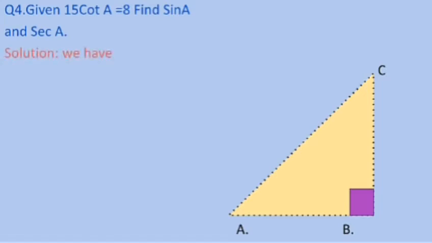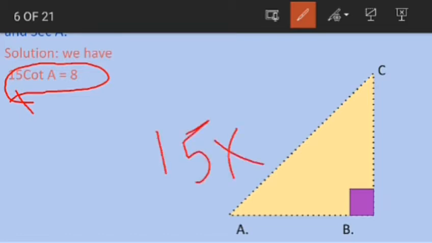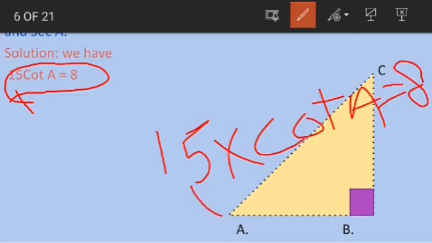So let us take what we have been given. Class, we are given that 15 cot A equals 8. From the equation it is already clear that it is 15 cot A. It means that we can transpose 15. It means that 15 multiplied by cot A equals 8. So it is clear that 15 is transposable to the right hand side.